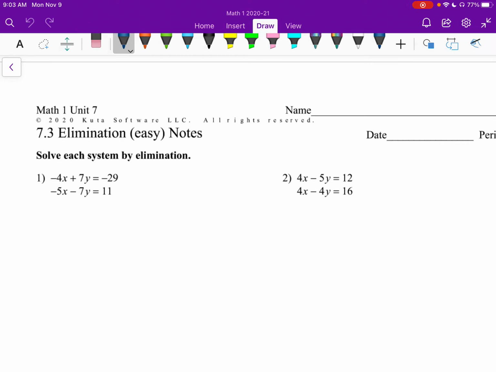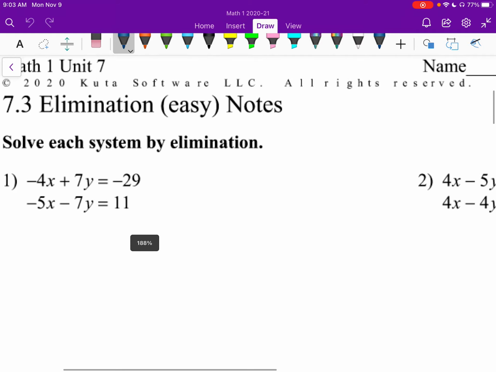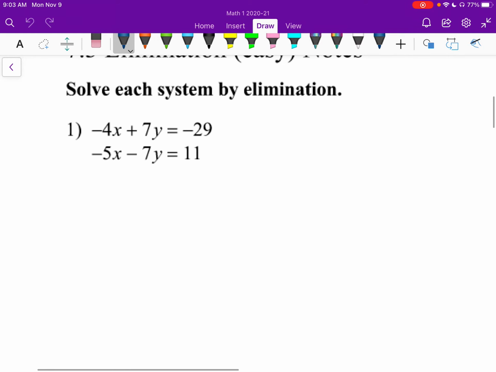All right, Math 1, 7.3, elimination. And this is going to be the easy version of elimination. 7.4 will have the more difficult version. So elimination is a fancy way of adding two equations together.